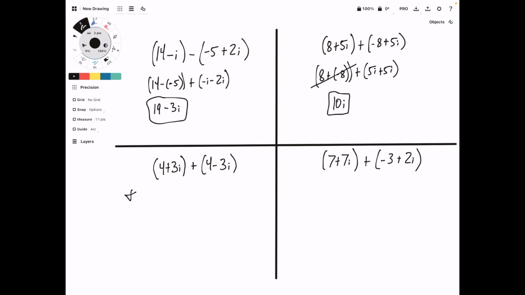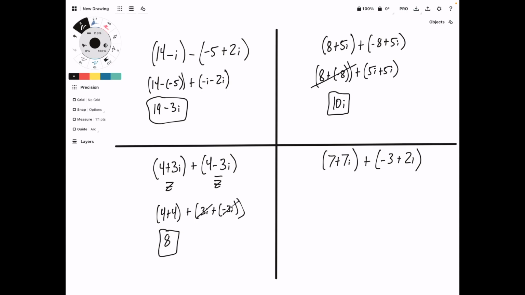Alright, so bottom left, now we have 4 plus 3i plus 4 minus 3i. So these two elements are interesting because if this is z, then this is called the conjugate of z, which is written as z with a little bar on top. We still do the addition the same way, where we're going to add the real parts and then add the imaginary parts. We have 8 here, but then the imaginary parts cancel out, and our final answer is just the real number 8.